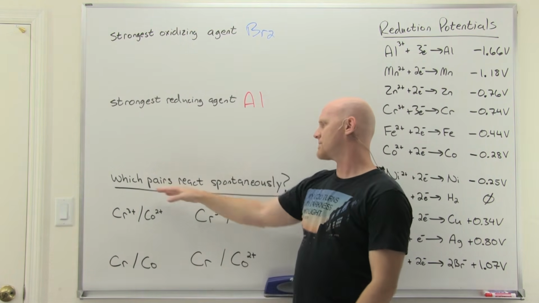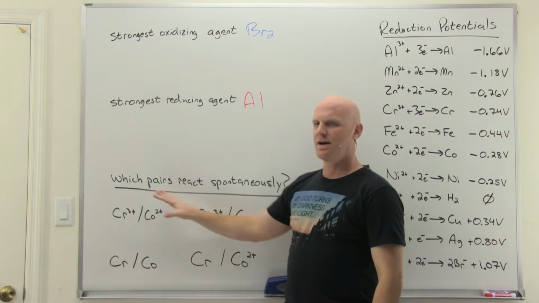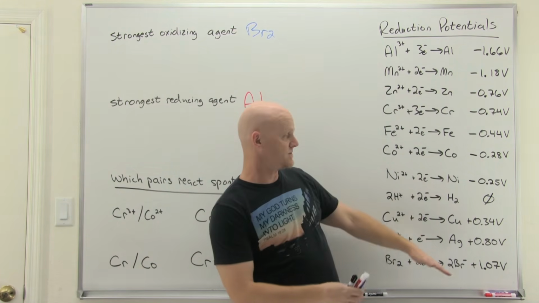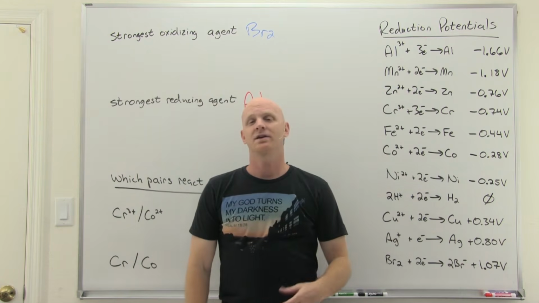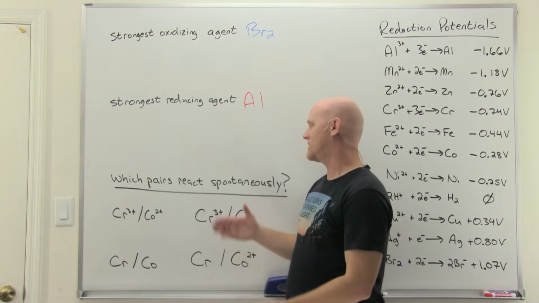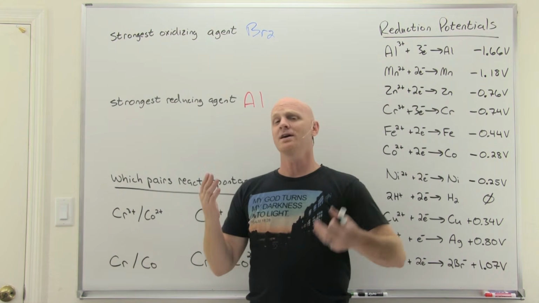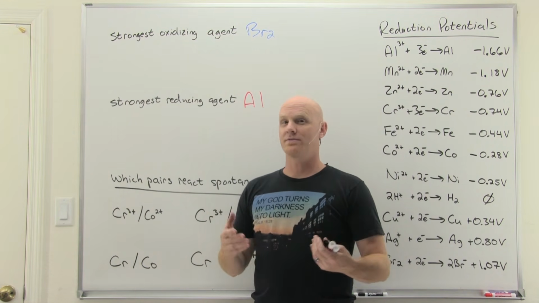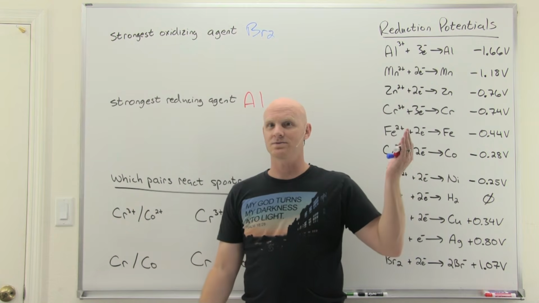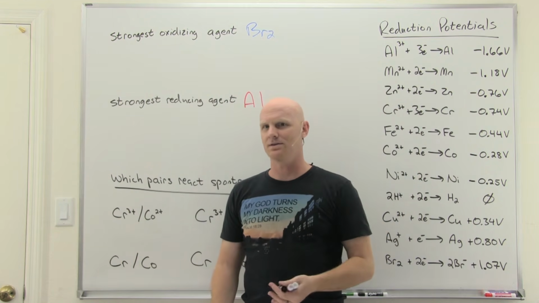All right, last but not least, we're talking about which pairs react spontaneously, and they're going to give you a bunch of pairs, and it has to be stuff that you've got a table of data for. Now, you have to realize, first off, that when they say react spontaneously, they're talking about an oxidation-reduction reaction. So you have to have somebody that can get oxidized, that can lose electrons, mixed with somebody that can get reduced, that can gain electrons.